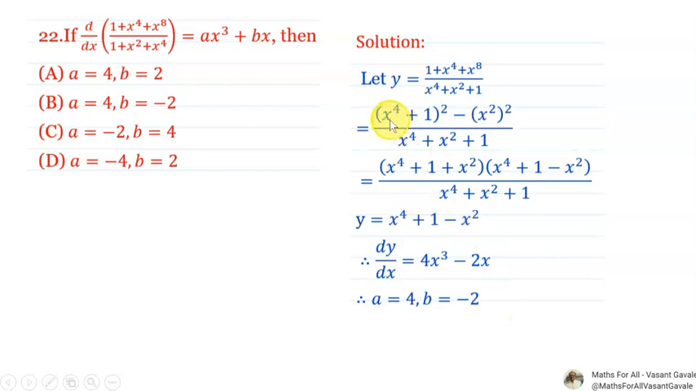Now again here a square minus b square चा फॉर्म मिळाला आपल्याला x raised to 4 plus 1 plus x square into second bracket x raised to 4 plus 1 minus x square. x raised to 4 plus x square plus 1 numerator one cut होणार. Then you will get here y is equals to x raised to 4 plus 1 minus x square. Differentiate this with respect to x. dy by dx is equals to 4x cube minus 2x. And here if we compare this then you will get the value of a is 4, b is minus 2 and hence option B हा या ठिकाणी कसा आहे तर तो करेक्ट आहे.